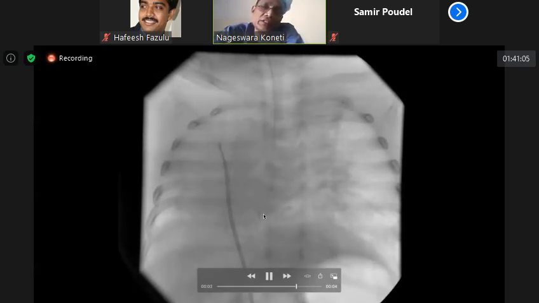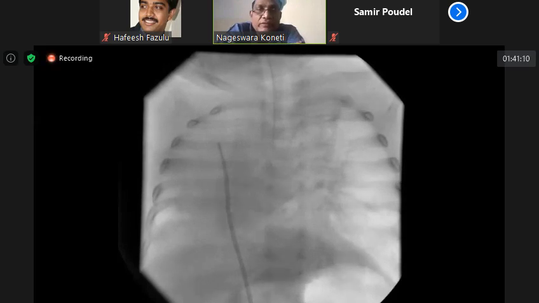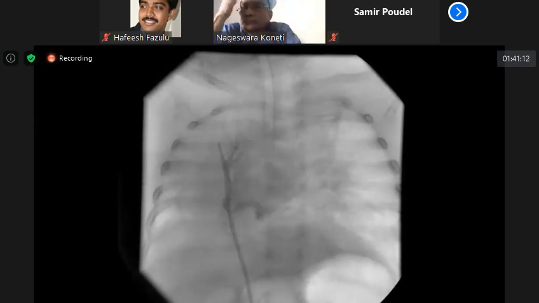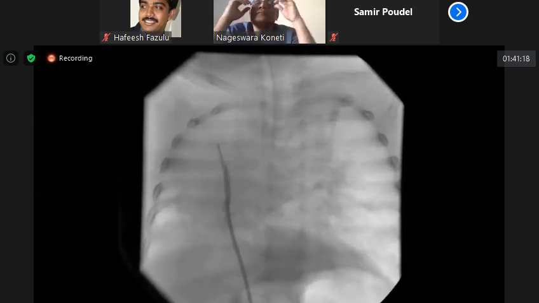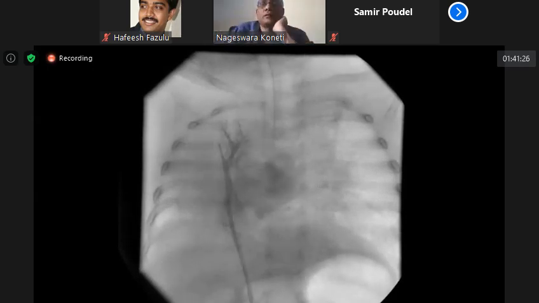So what do you do in this case? What is the treatment modality of scimitar syndrome in infants? Sir, we should assess for collaterals, and they are usually associated with bronchopulmonary collaterals to the right lower lobe or the right lung.